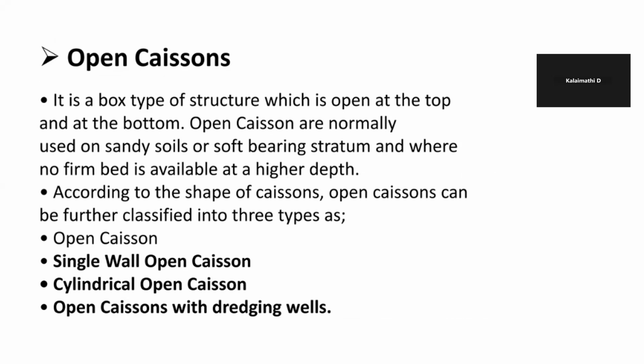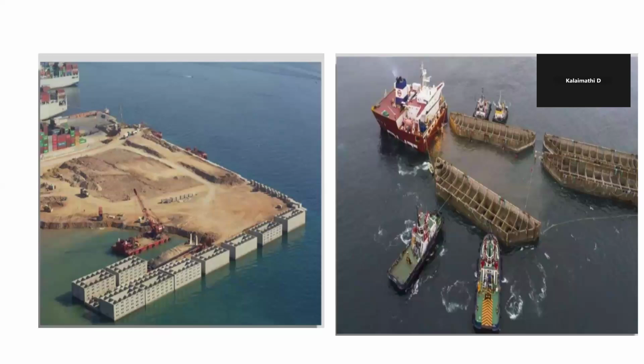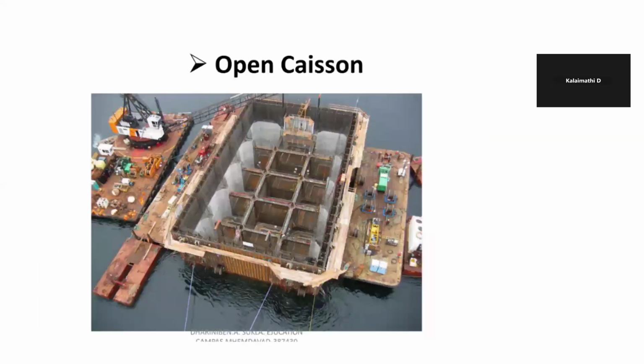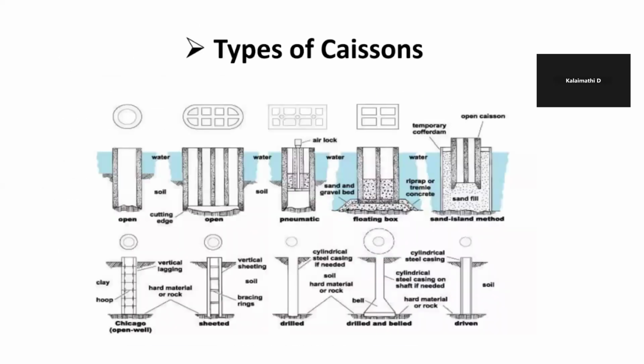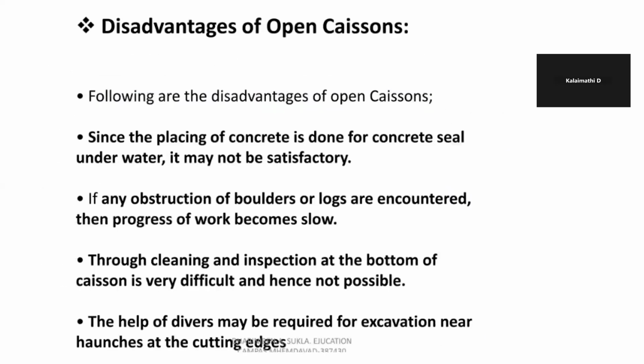In box caisson, the top portion is open and it is closed at the bottom. If it is open caisson, it is open at both the ends, and for pneumatic caisson, it is closed at the top, but it is open at the bottom. So first, let us see box caisson.